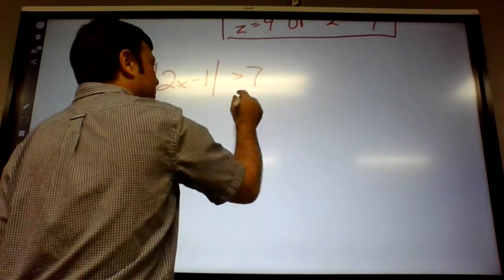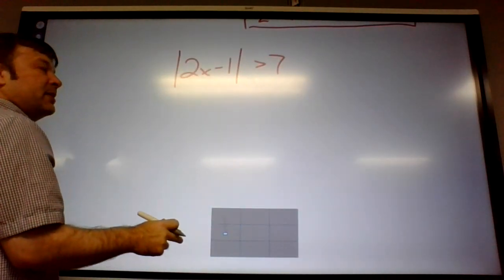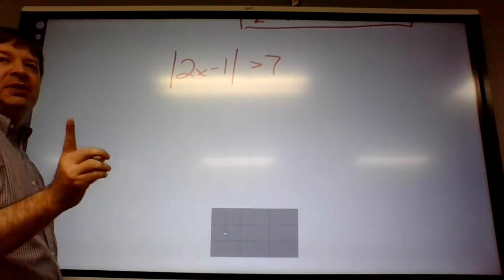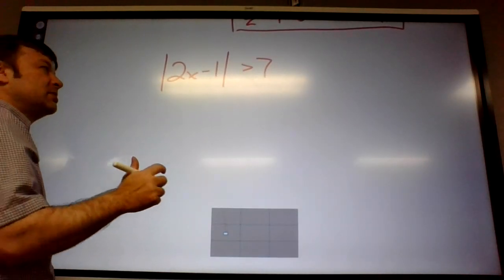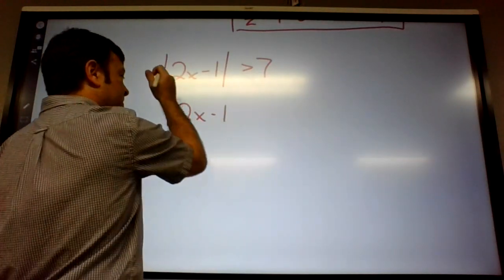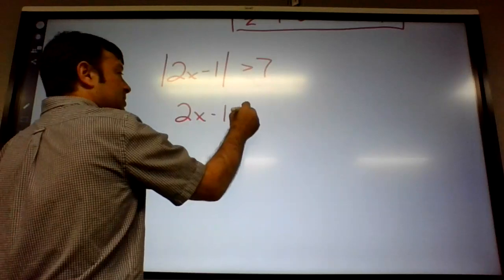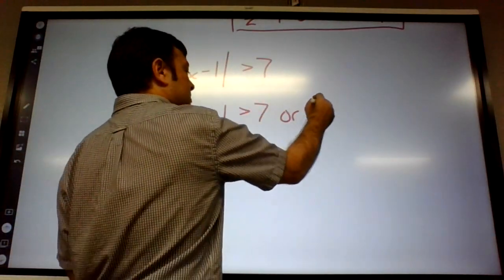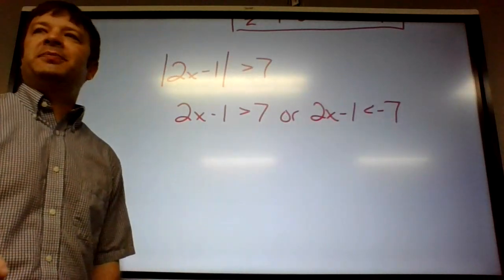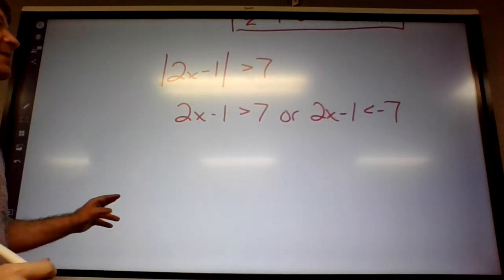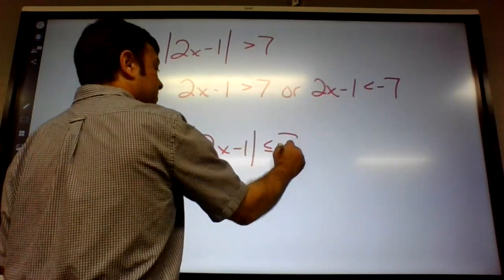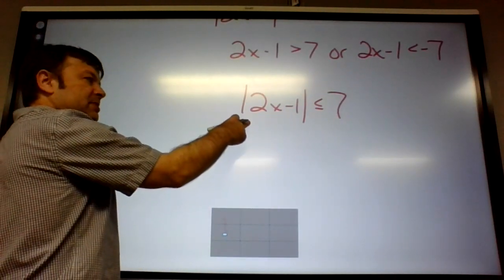So this is not that problem, I'm just making something up here. Does anybody remember how an absolute value greater than sets up? This was the OR statement. It's similar to the equals, but it's not the same. 2x minus 1 is greater than 7 or less than negative 7. And then we just solved them separately. But what if it was less than? I'll make it less than or equal to. Anybody remember this one?